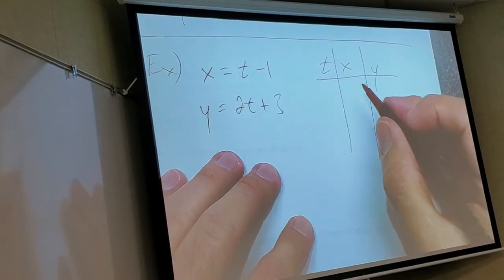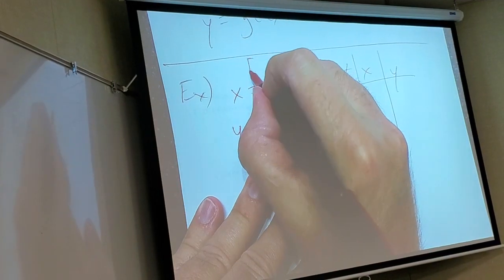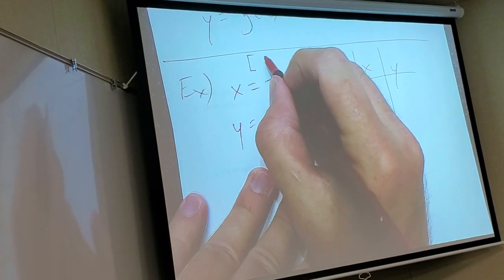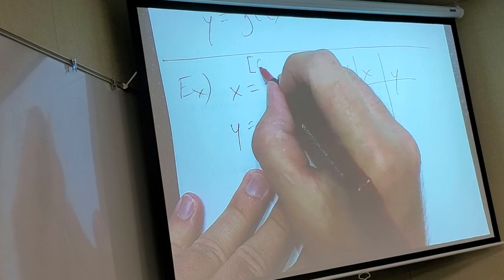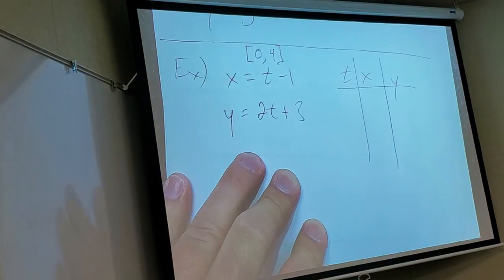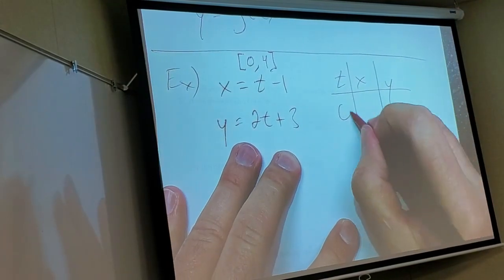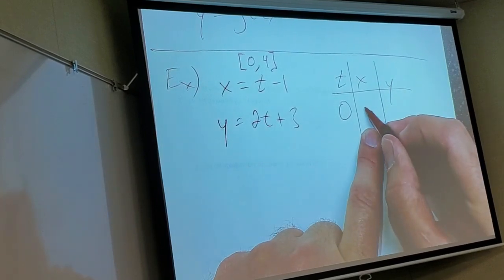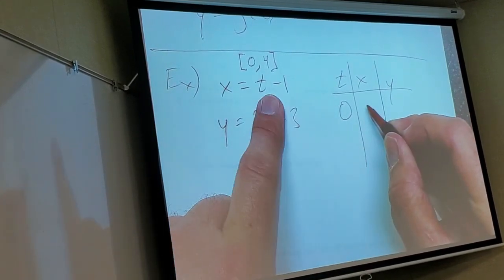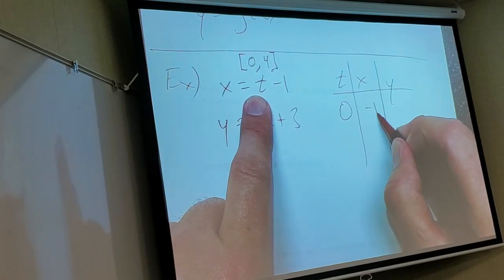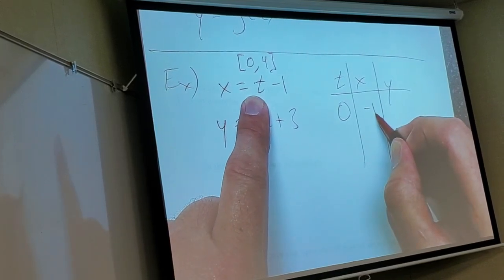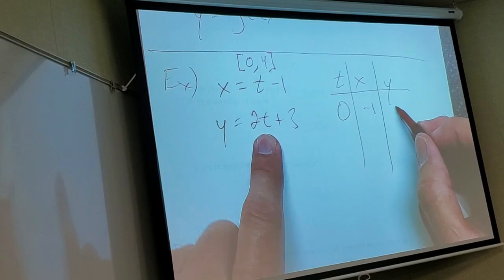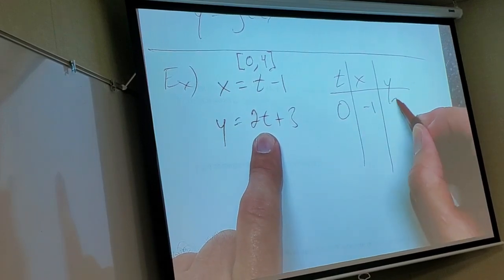So let's see. Normally a lot of these are going to give us an interval over which we exist, okay? Just to make this a little easier, I'm going to go from 0 to 4. So when I plug a 0 in, what do I get for x? 0. When I plug a 0 in, I get -1, yes? You guys see that? When I plug a 0 in for y, what do I get? 3.